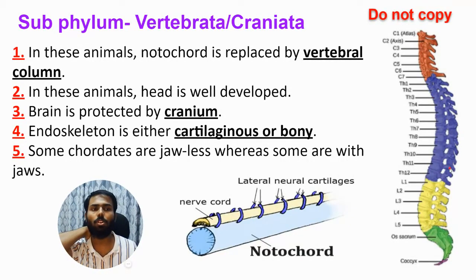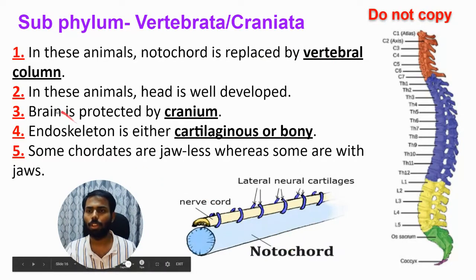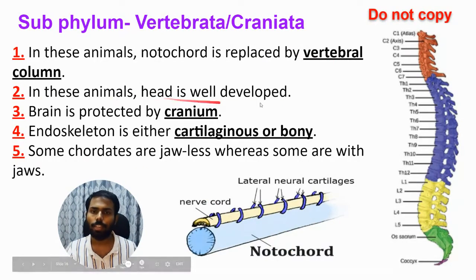You have vertebral column. So what difference does the vertebral column make? You can see it is made up of small pieces, right? So that is called as vertebral column. So in vertebrata you will have vertebral column instead of notochord. Okay, so in these animals head is well developed.